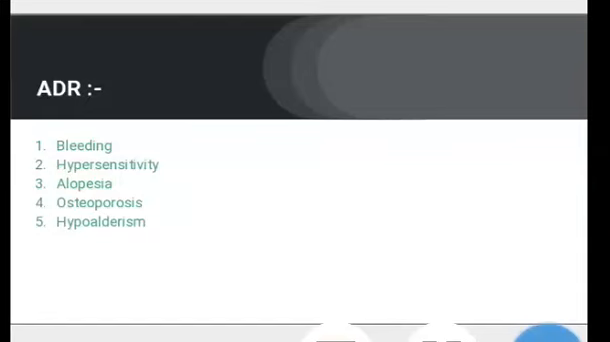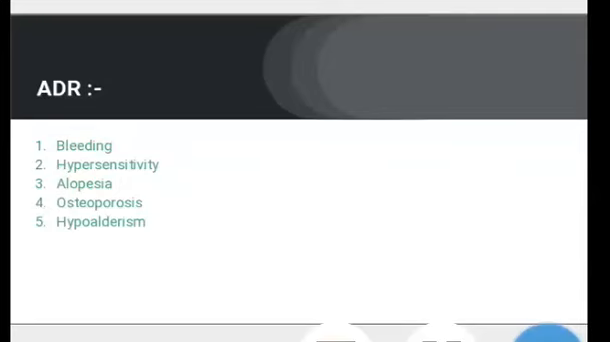Another is osteoporosis. After long-term use of heparin, osteoporosis can occur. So duration is important related to this osteoporosis. And the last one is hypoaldosteronism. Hypoaldosteronism is decreased aldosterone due to heparin, which affects the metabolism in a normal healthy person.